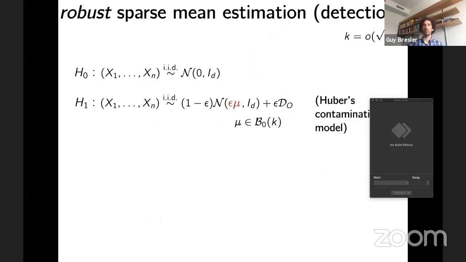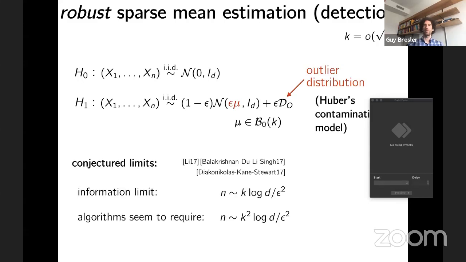However, if one considers robust sparse mean estimation, where some epsilon fraction of the samples is allowed to be contaminated, which is known as Huber's contamination model, then it turns out that there is in fact a computational statistical gap. Suddenly, efficient algorithms seem to no longer be able to achieve the information theoretic limit and require an extra factor of k in the number of samples. And this has been shown within the statistical query framework by Diakonikolas, Kane, and Stewart.